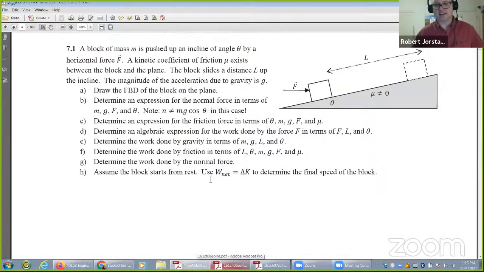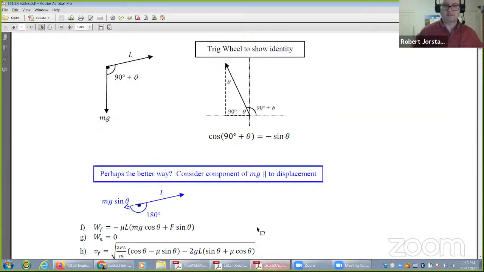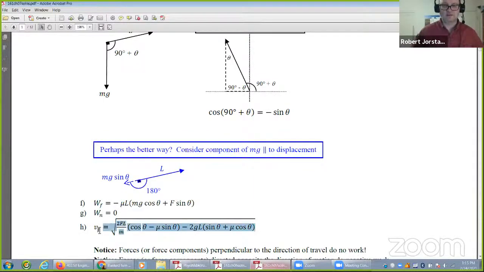Now, here's the thing. We can actually figure out the speed of the block without figuring out the acceleration. What we do is we say, get the net work on this block. Add those all up, and that relates to the change in kinetic energy. So now we're told to assume the block starts from rest. Aha, clearly it did accelerate to the right. So now we know. But if I go into the solutions, this is the answer you get for the velocity.